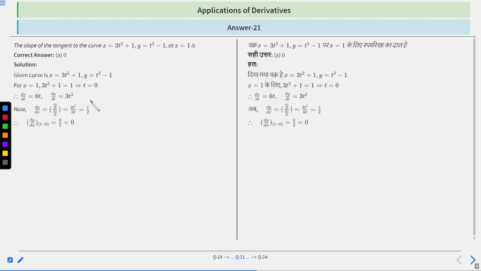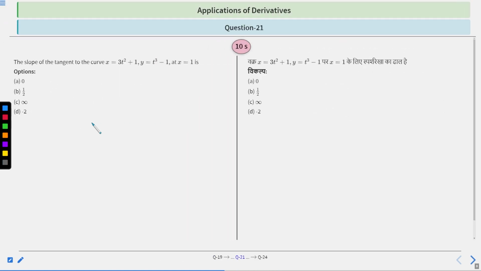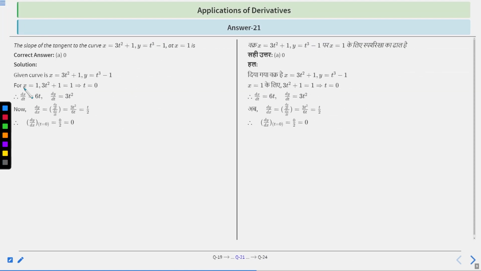Since dy/dx is basically t/2, therefore dy/dx at t equal to 0 can be written as 0 upon 2, which is equal to 0, right? Clear? So option A is the right choice. The slope of tangent to this curve will be 0. Okay, so let's move to the next question.